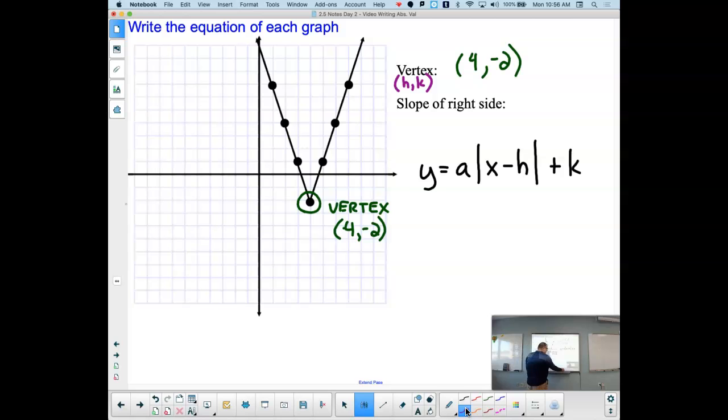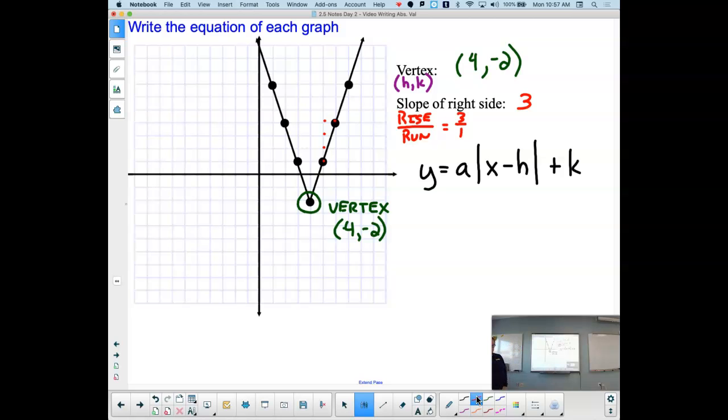Then I need to figure out the slope of the right side of my graph. I can pick any 2 points, and remember, slope is rise over run. So I'll start here. I went up 1, 2, 3, and I ran 1. So that's going to be 3 over 1. So the slope of my right side is just 3.